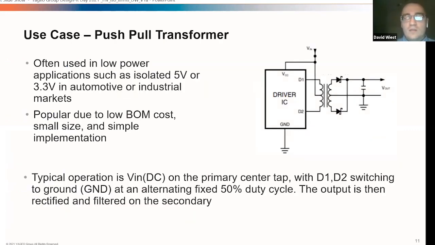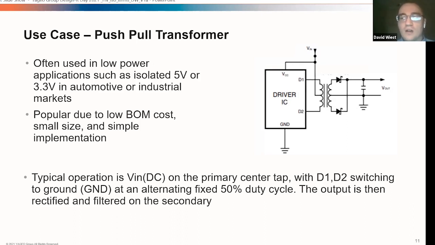Next, we'll jump into some of the use cases. We'll start with a push-pull transformer. And the basic operation of a push-pull transformer is that a DC input voltage is attached to a center tap on the primary. And then typically a small driver IC for the low power, maybe a controller IC and auxiliary circuit for higher power. But in most cases we see low power circuits like this where the switches are integrated in the single chip.